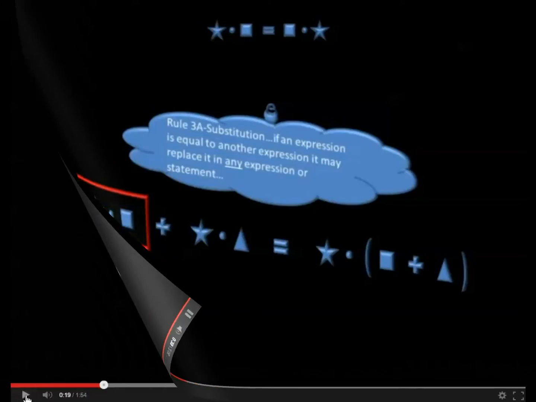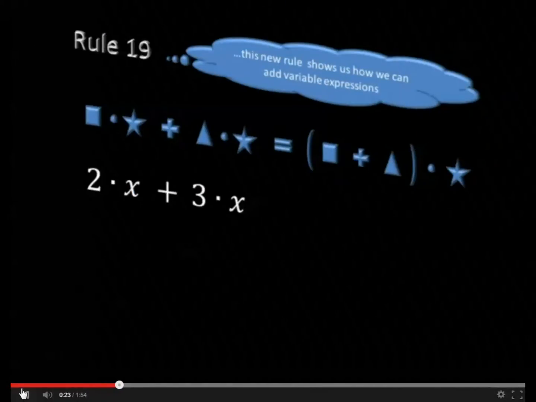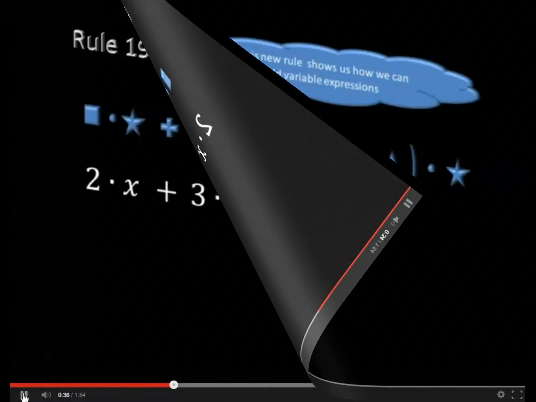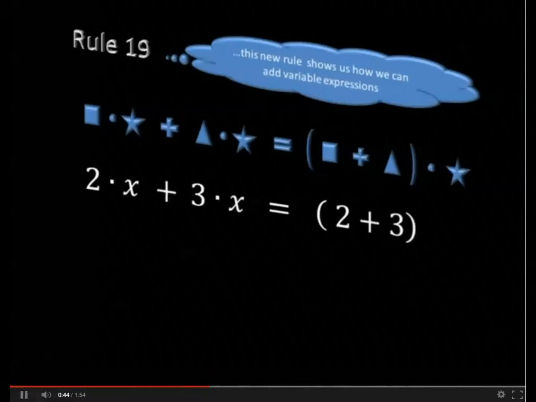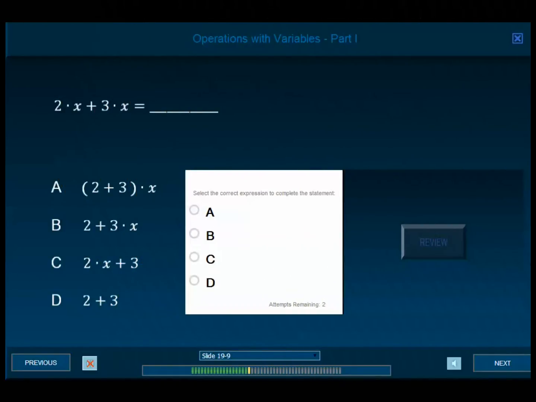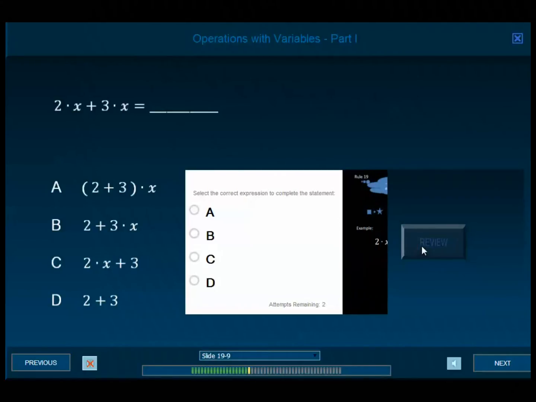We are going to replace star times a square with the expression square times a star of Rule 19. 2 plays the role of square, x plays the role of star, 3 plays the role of triangle, and again x plays the role of star. So using Rule 19, we can say that 2 times x plus 3 times x is the quantity 2 plus 3 times x. According to Rule 19, 2 times x plus 3 times x equals what?